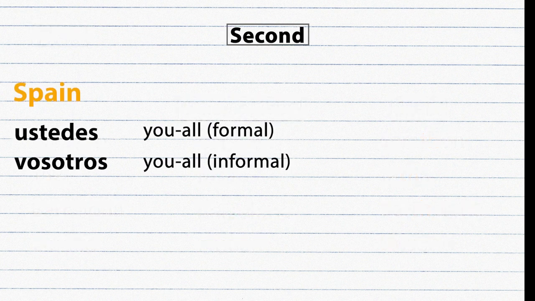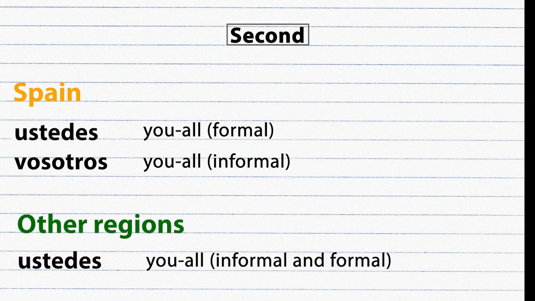The second difference, which is also the key difference, is in the pronouns. We will talk about the pronouns later on in the video. In Spain, the second person plural pronoun ustedes is used in formal situations, while vosotros is used in informal situations. While in other regions, the second person plural ustedes is used regardless of the level of formality. For the sake of simplicity, in this video, we will focus on Latin American Spanish, since we will have one less conjugation to worry about, and after you master the basic conjugations, you can always learn about vosotros later on.